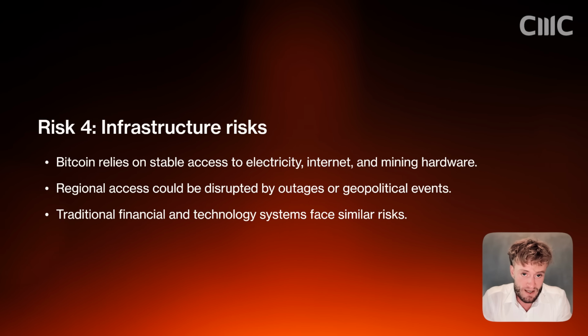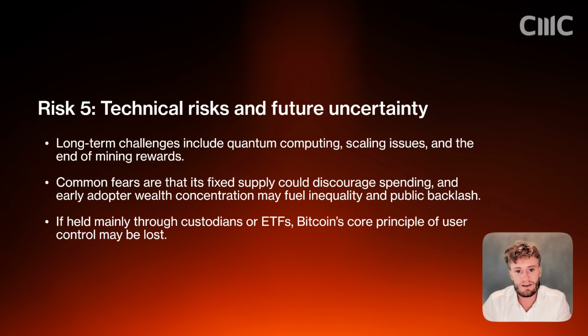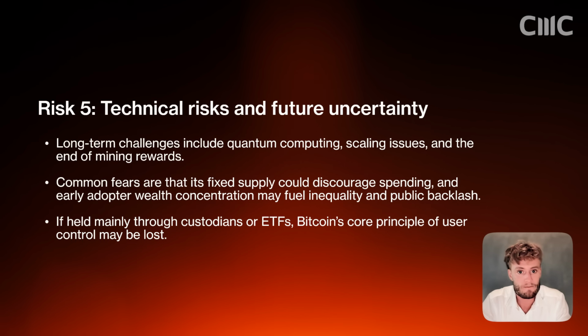The final area of risk I'll touch on is technical risk, and more generally, future uncertainty. There's always the possibility of unforeseen technical and societal challenges. For instance, in the far-off future, roughly in the year 2140, Bitcoin mining rewards will disappear, raising questions about network security. Advancements in quantum computing could theoretically break Bitcoin's cryptography. Also, Bitcoin needs to scale to handle mass adoption efficiently, and this could have issues. If Bitcoin became a dominant currency, its fixed supply might encourage people to hold it rather than spend it, reshaping economic dynamics, which is a common critique.